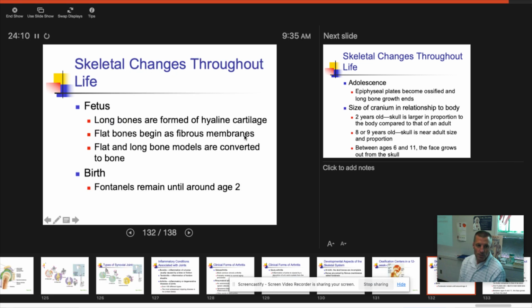Okay, so long bones are formed from hyaline cartilage. Flat bones start out as fibrous membranes. Flat and long bone models are converted then to bone. So they start out cartilaginous or fibrous and eventually become ossified. They become bone.